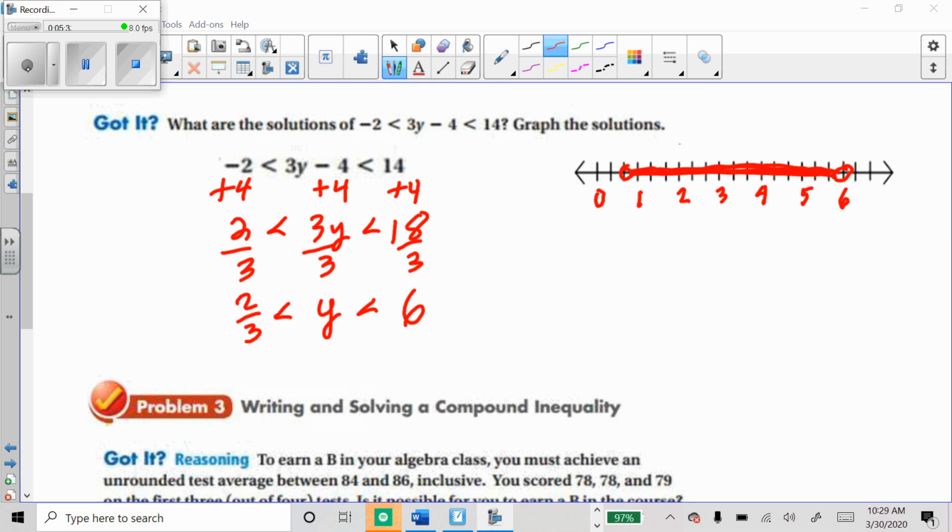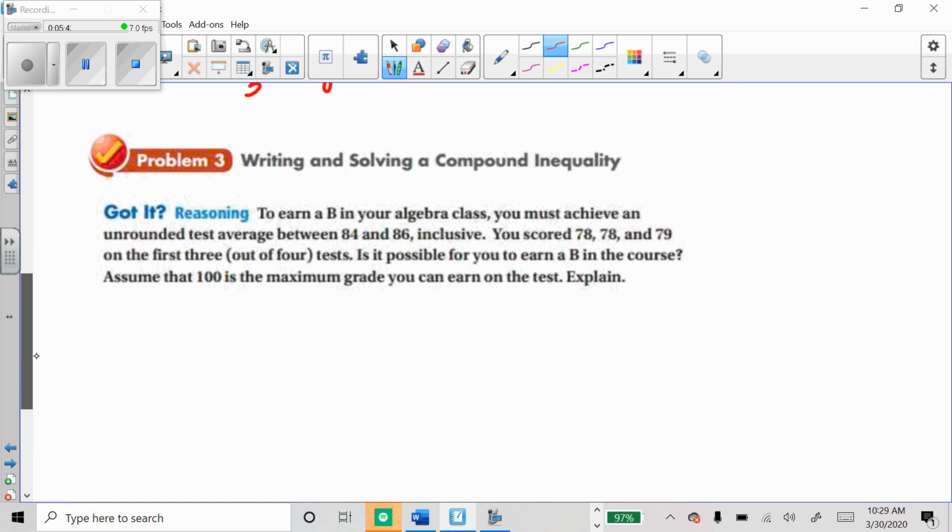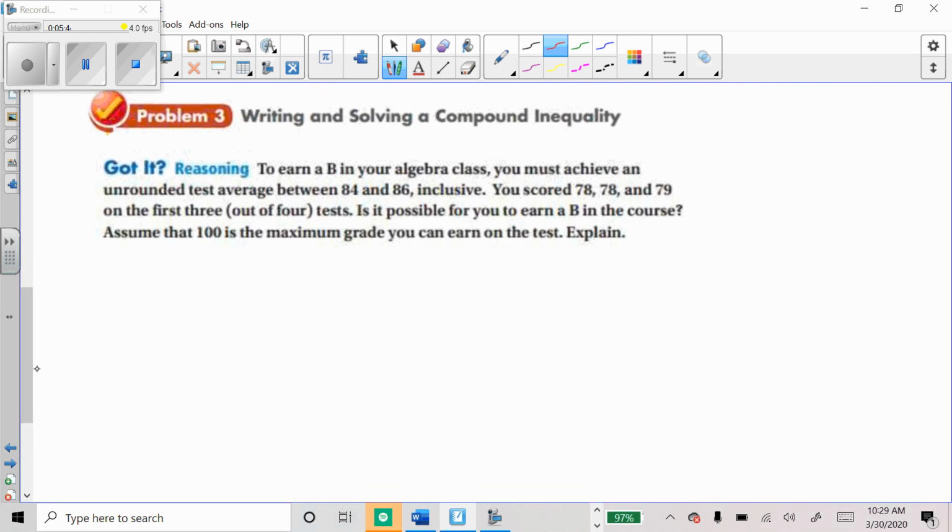Notice how to graph that, I used a scale of 1/3 on my graph. That helped it so it was easy to find 2/3 on the graph. All right, so writing and solving a compound inequality.